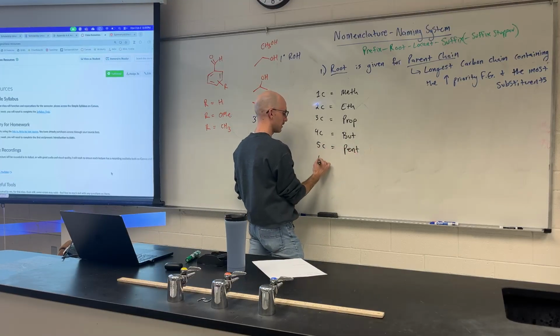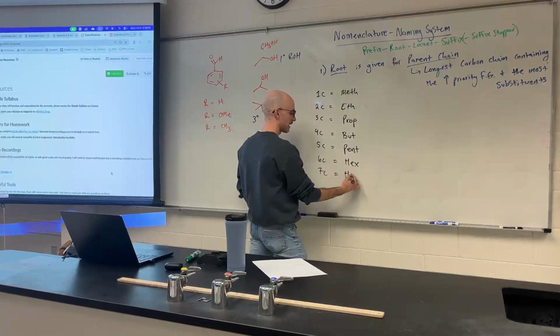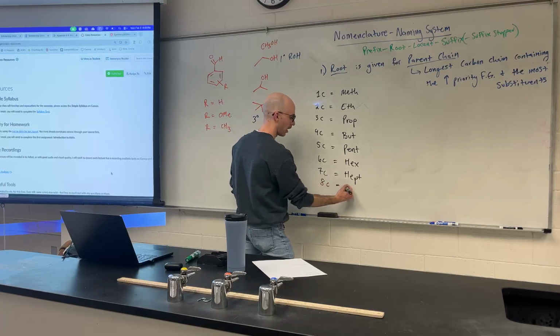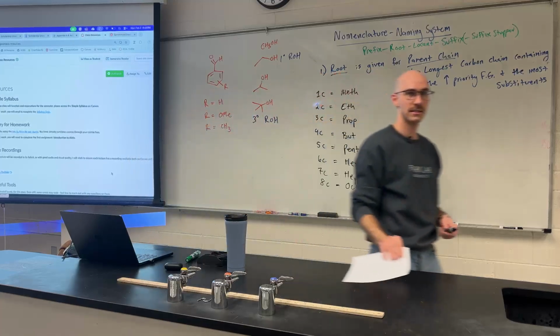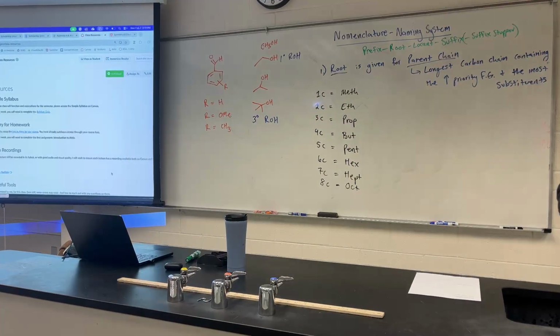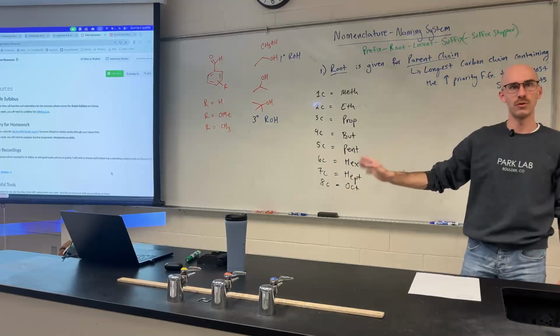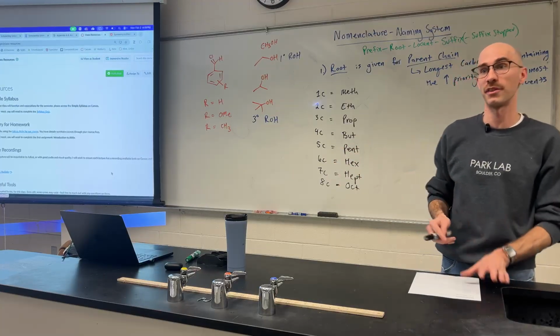Five carbons is pent, six carbons is hex, seven carbons is hept. I really don't go this far very often, so I actually didn't give you anything longer than six. Six is the most common chain length that you'll have to get to. But it does go on: oct, non, dec, undec, dodec, I think. I don't know. Because they're just not that common, we're not going to deal with them that often, okay?